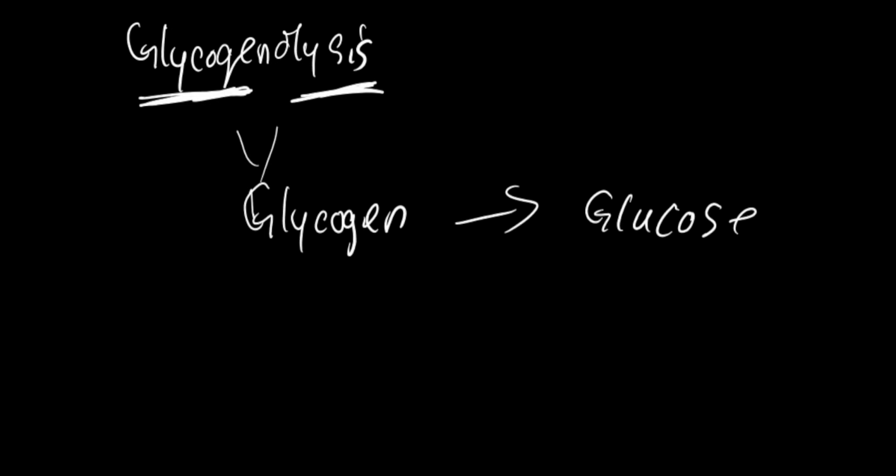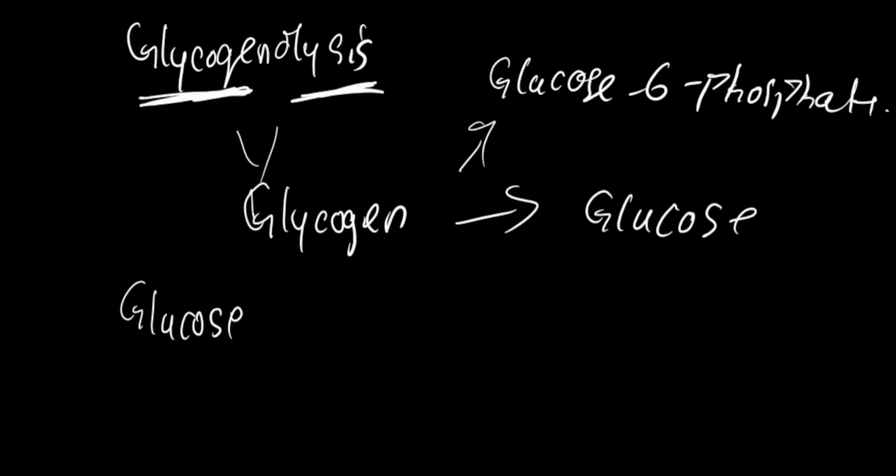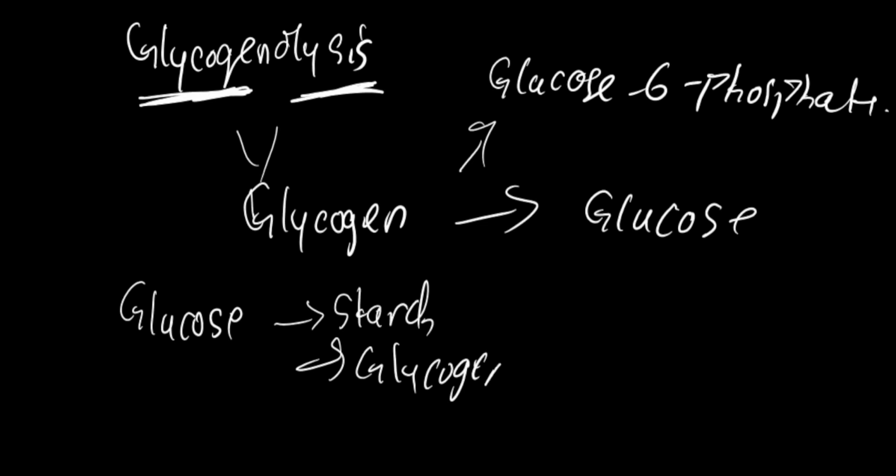But of course, this breakdown is not direct. An intermediate of this process is glucose 6-phosphate. Glucose in plants is stored as starch. Glucose in animals is stored as glycogen. So of course, when glucose is needed, the glycogen would have to be converted back into glucose, and that process is glycogenolysis. And I stated that an intermediate of the process is glucose 6-phosphate.